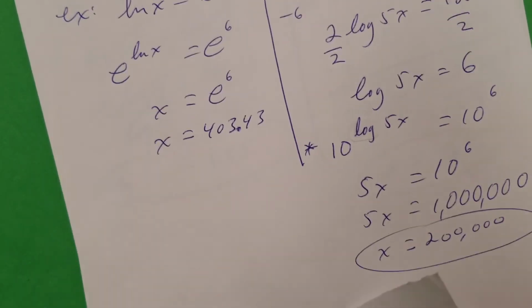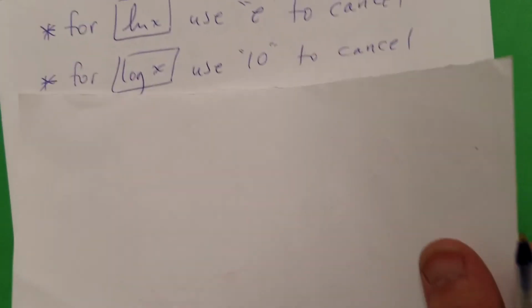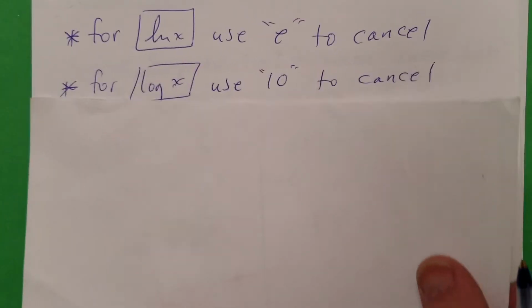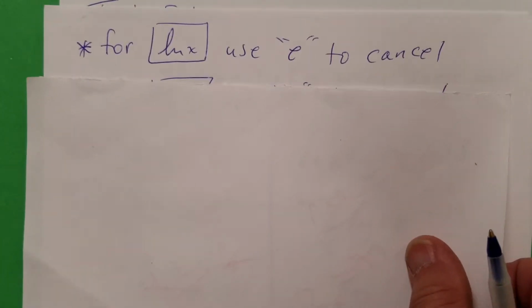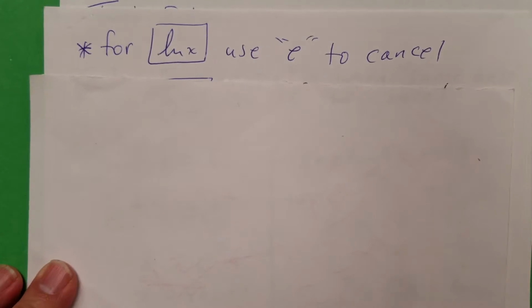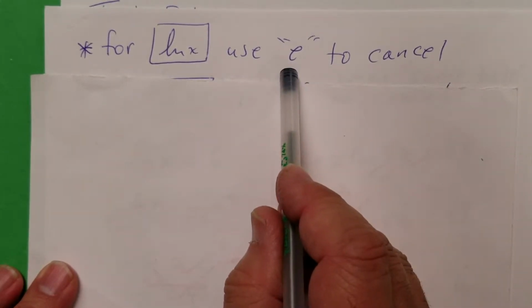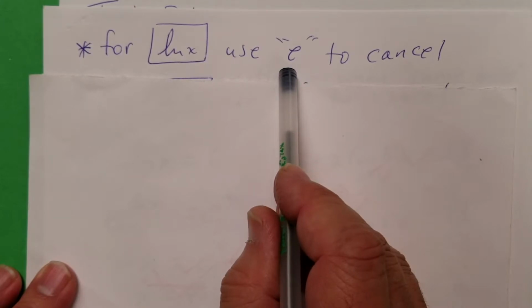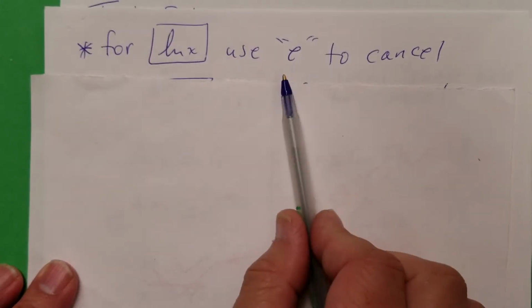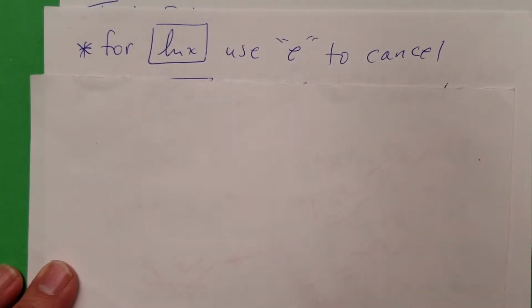For natural logs, you're going to use e to cancel it. We mentioned this in the last assignment. Whenever you see e and ln together, they cancel.